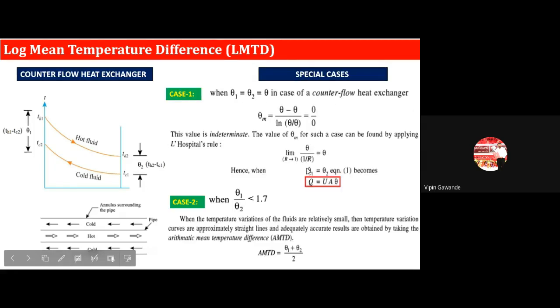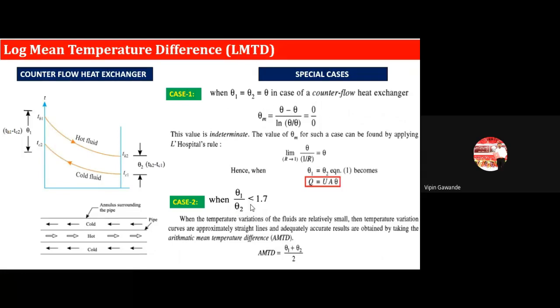So if such a condition occurs, if theta 1 is equal to theta 2, then theta m is calculated by means of L'Hospital's rule. That is a theory question in the GATE examination. They generally ask, if theta 1 is equal to theta 2, then what is the value of theta m? Theta m is calculated using L'Hospital's rule, and that value comes out to be theta. Which theta? You either take theta 1 or theta 2. That means if theta 1 is 30 and this one is also 30, then theta comes out to be 30. So theta m is theta, where theta 1 is equal to theta 2.